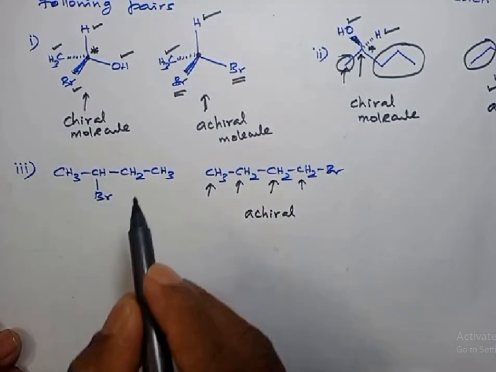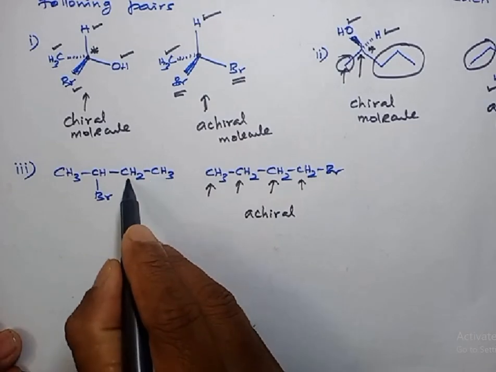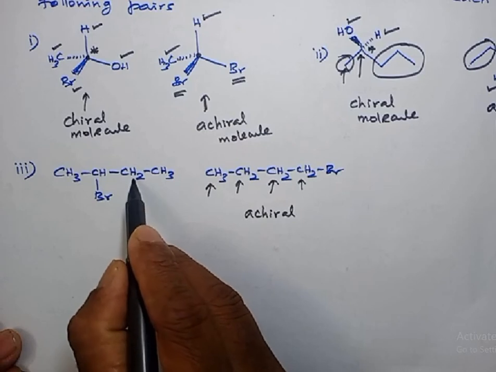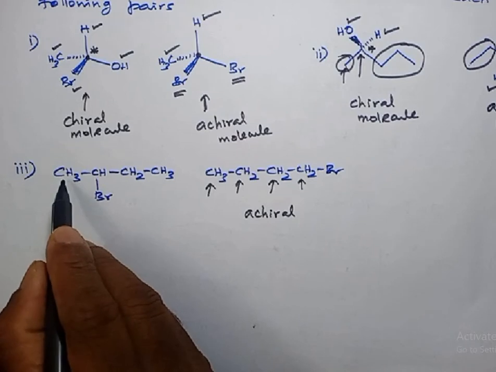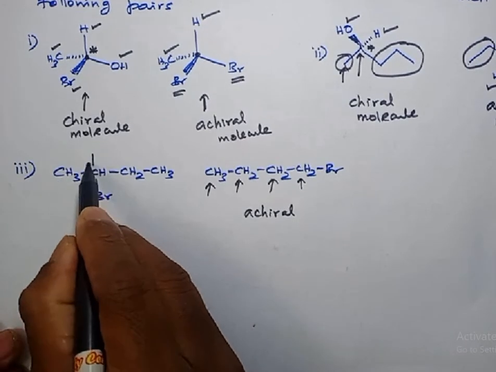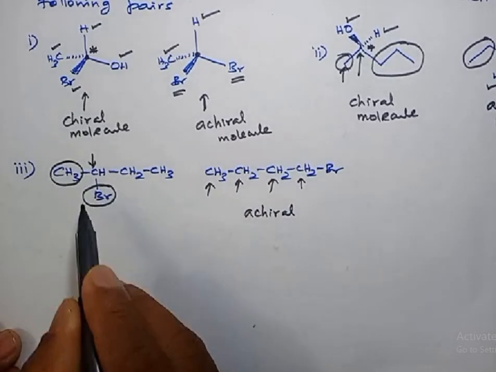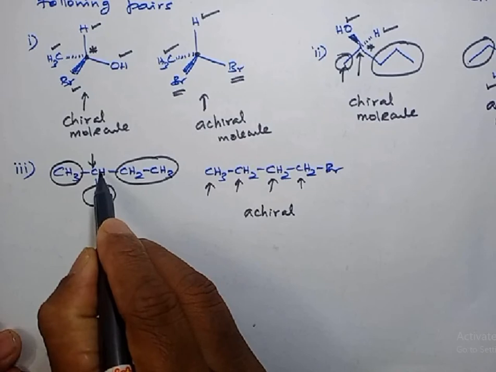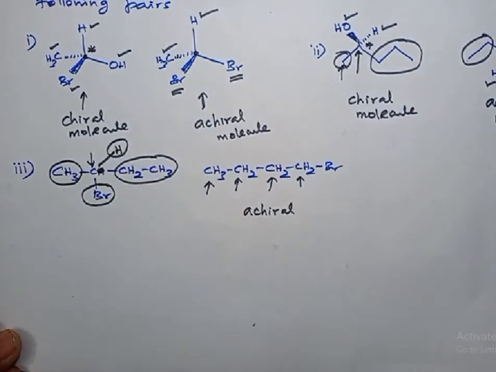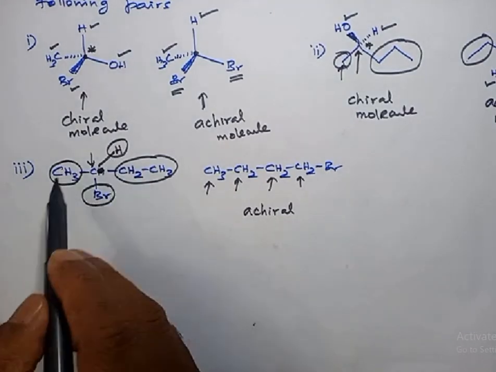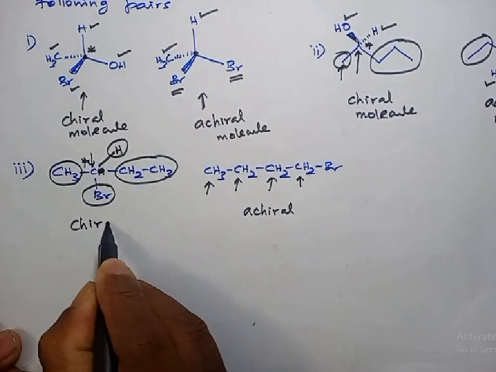What about this one? This carbon has three hydrogens, so it cannot be chiral. This carbon has two hydrogens, so it cannot be chiral. Similarly, this terminal carbon, the methyl group, also has three hydrogens, so it cannot be chiral. Now let me focus on this carbon. In this carbon, we have a methyl group, one bromine atom, one ethyl group, and one hydrogen. If you want, you can show this hydrogen separately. Now check all four groups. Yes, all four groups are different. Therefore, this carbon is a chiral carbon. So this molecule is a chiral molecule.